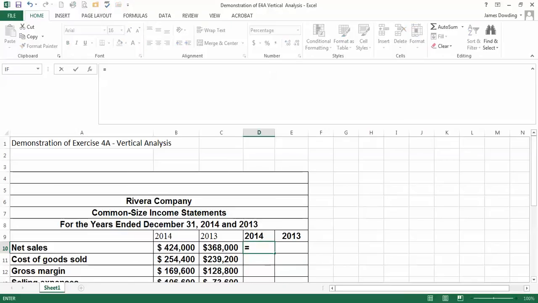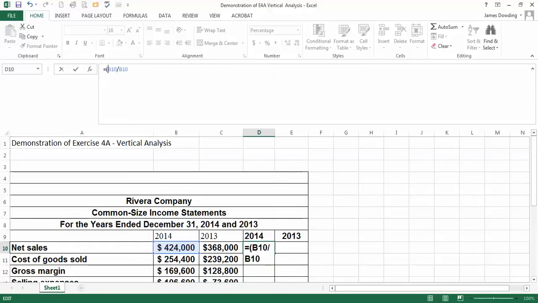So equal sign, formula, and we take the net sales, which is 424,000, divided by 424,000. Normally I multiply by 100, but I'm going to use the Excel formatting, so I only need to multiply it by 1.